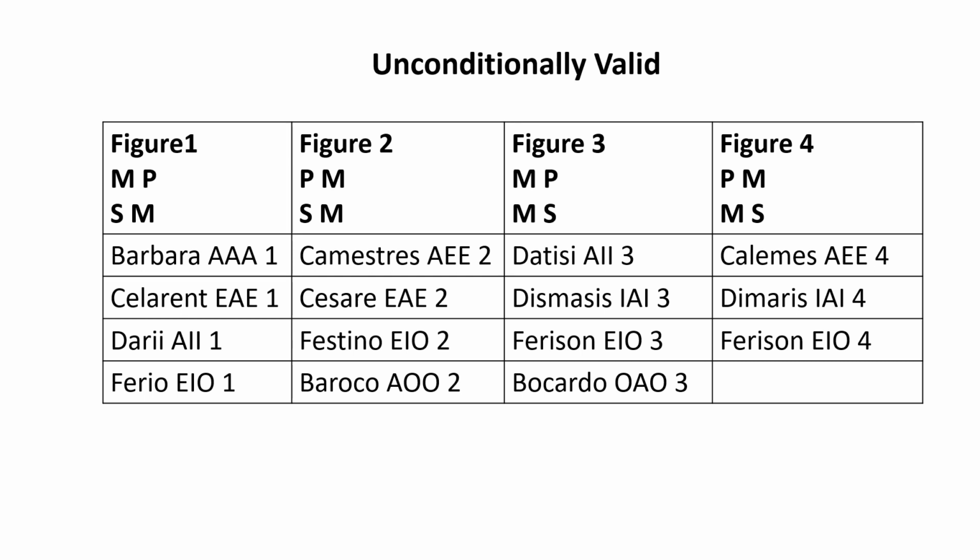This is an example of an unconditionally valid syllogistic form. Aristotle has given his trick of remembering the unconditionally valid syllogistic forms. So here, the name Barbara. In the name Barbara, you remove all the consonants. B is a consonant, R is a consonant. So what do you get? A A A.